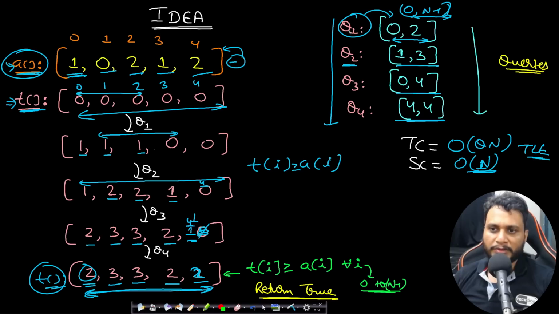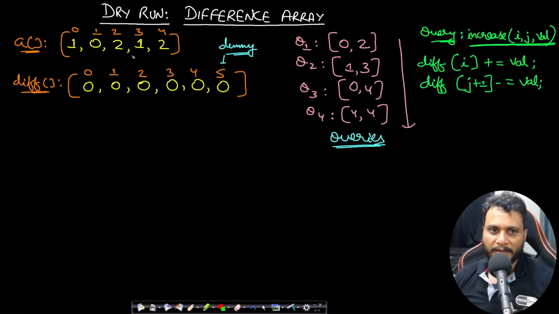In order to do this range update in the range of L to R with a given value, whether you want to increment the value or decrement the value, you should use a difference array, because the difference array will do a range update in order of 1 time instead of taking order of n time, whatever the range. So let me show you a dry run using the difference array for the same technique.